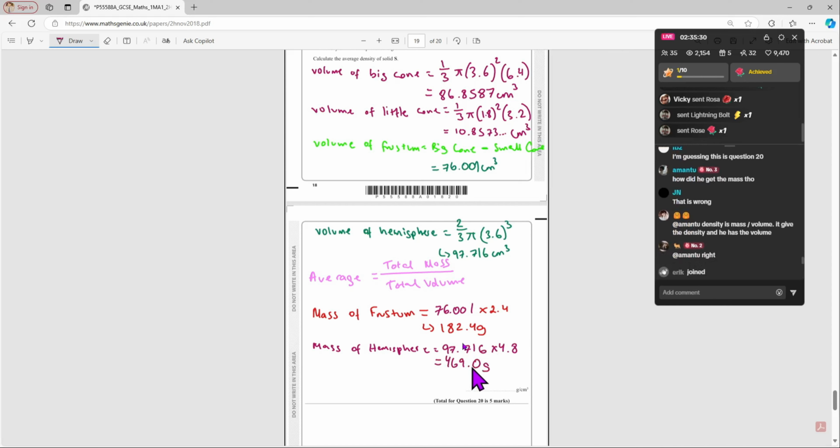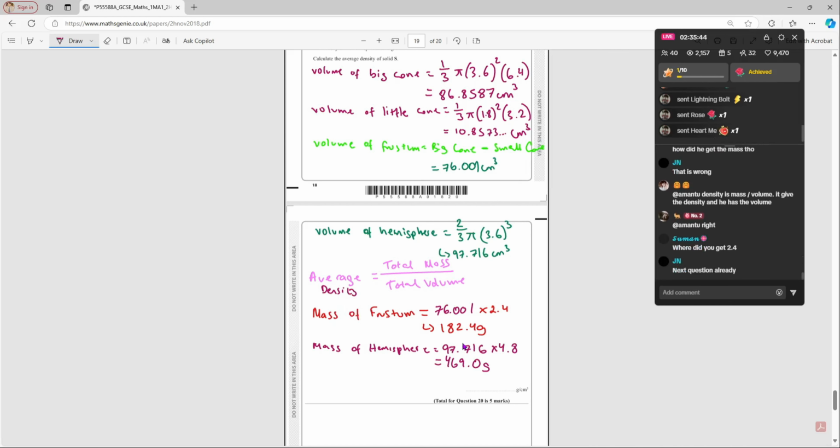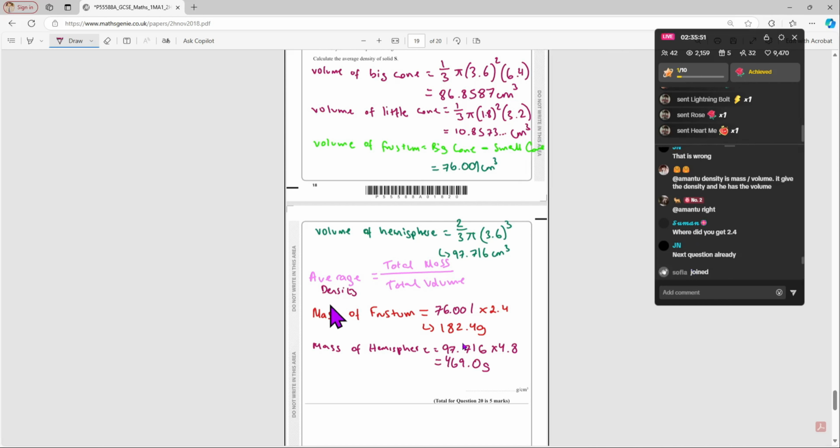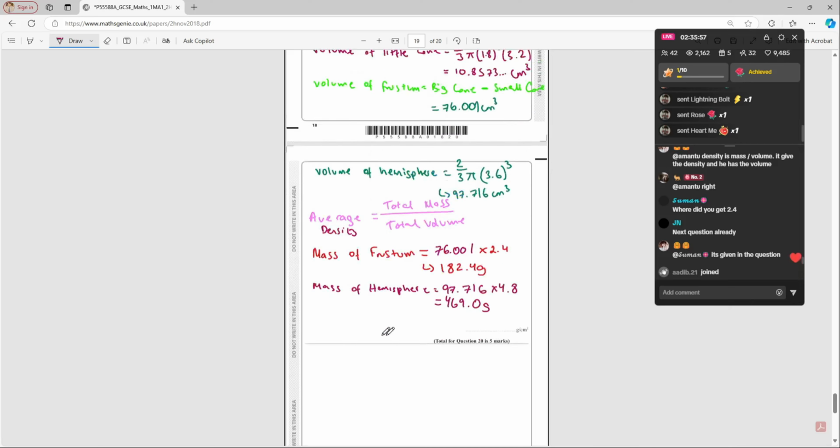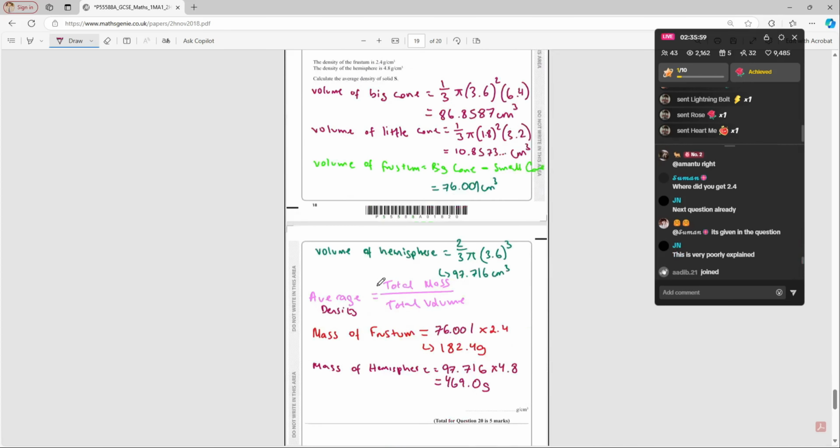So to work out the mass, you have to rearrange this formula. The average density is equal to total mass divided by volume. To work out the mass, you have to do the density times the volume. Okay, density times the volume. That's how you will get your answer. So now, actually, we are not done yet. We have not worked out our final answer. We just worked out the mass. We have to work out the average density of the solid.